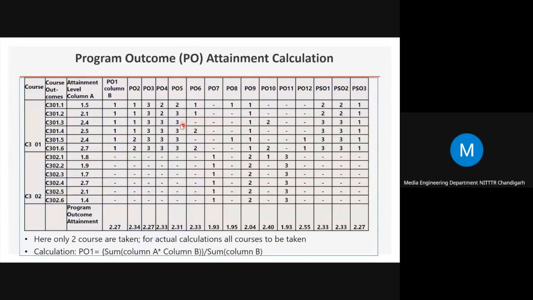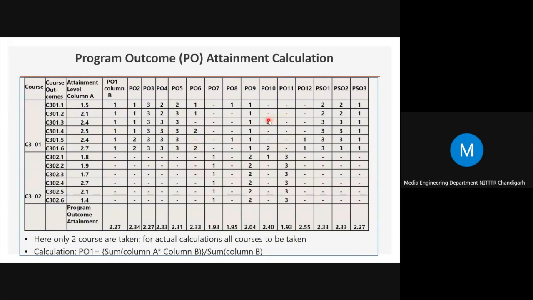Here again you can see that in this particular column, some of the COs are not mapped with the PO, so we have to ignore those COs also. We will not multiply this 2.4 by 0, we will just ignore it. So the calculation will be 1.5 into 1 plus 2.1 into 1 plus 2.5 into 2 plus 2.7 into 2, divided by this sum. This is the way we do the calculations.